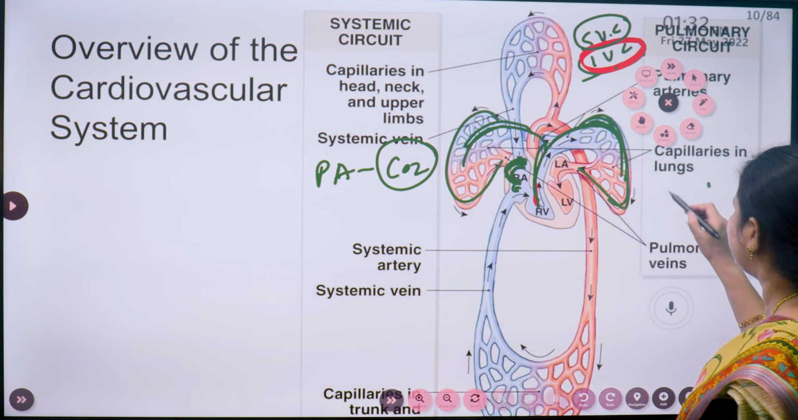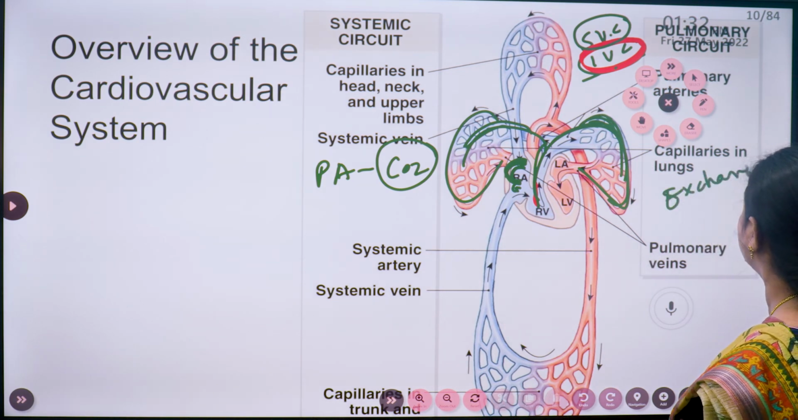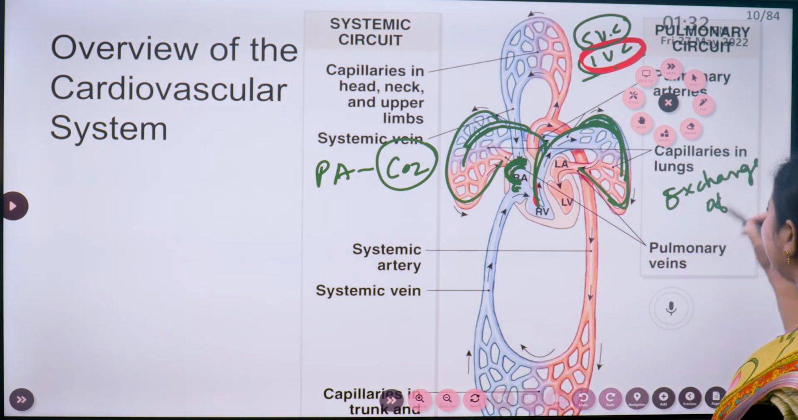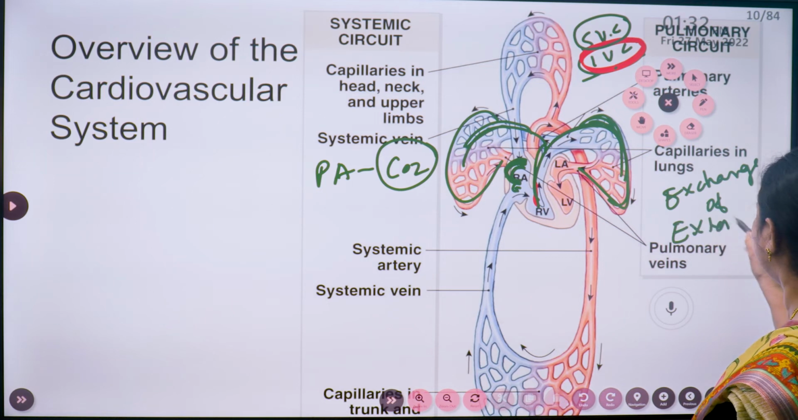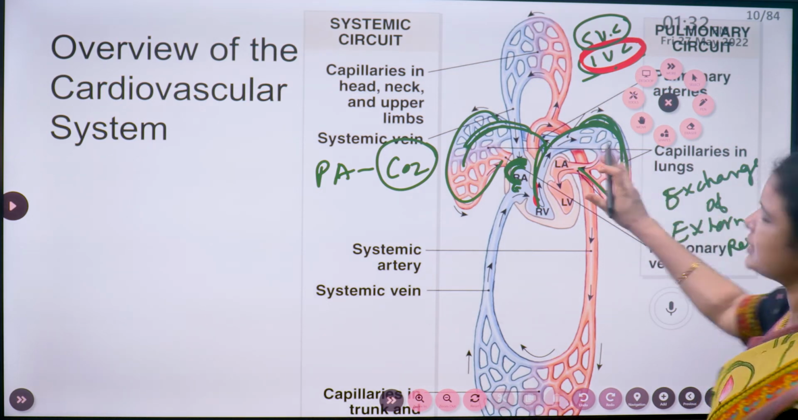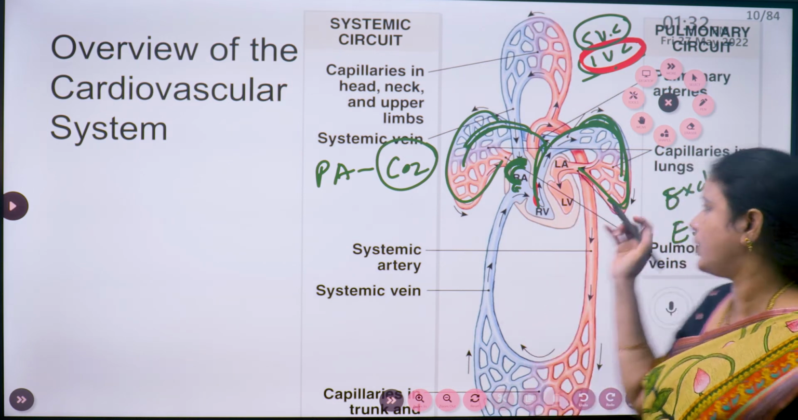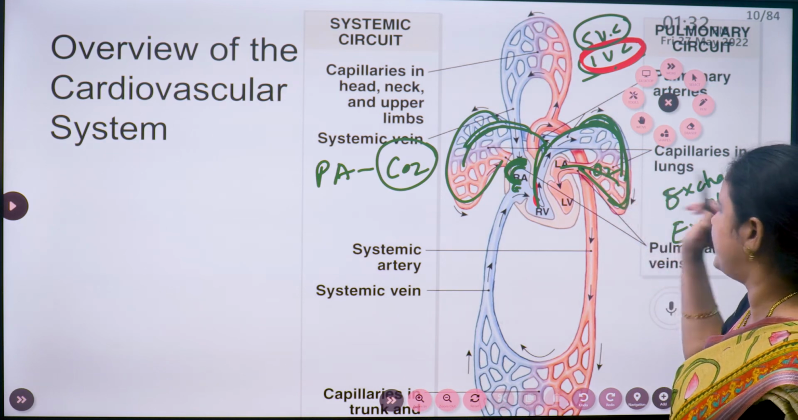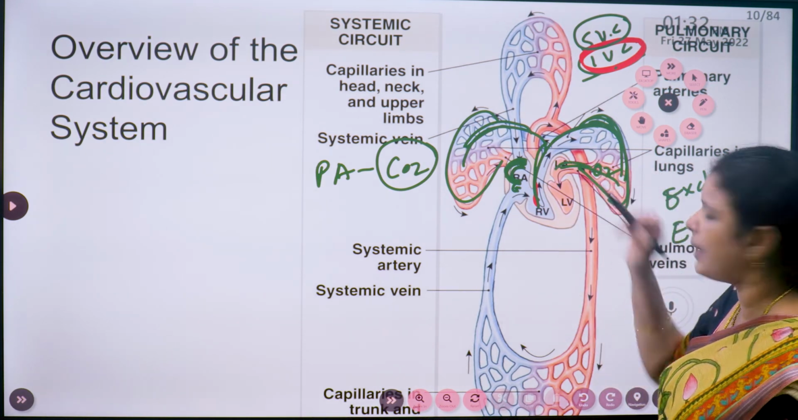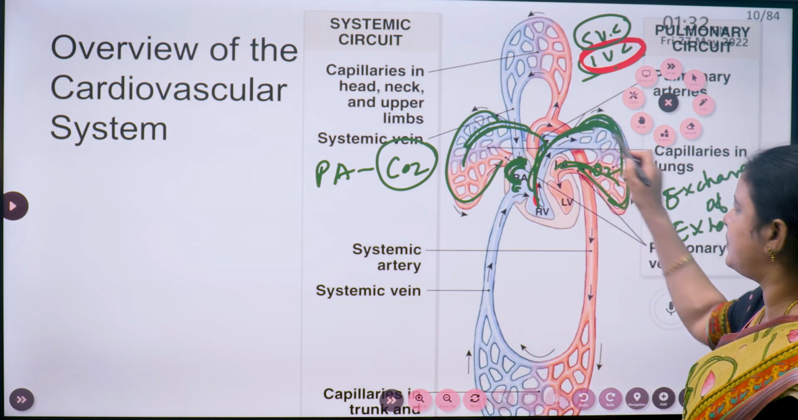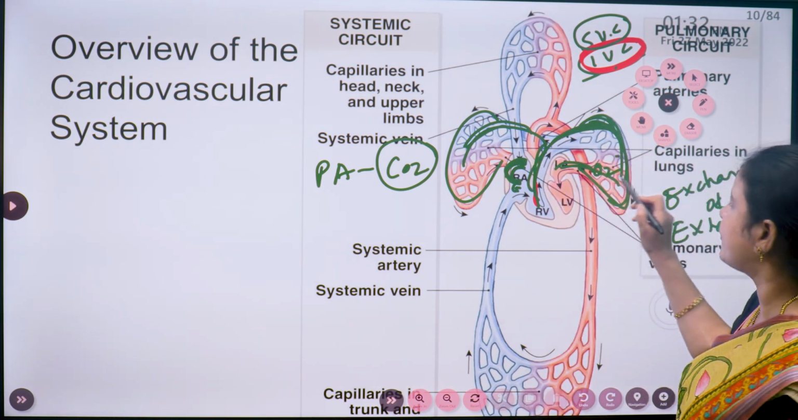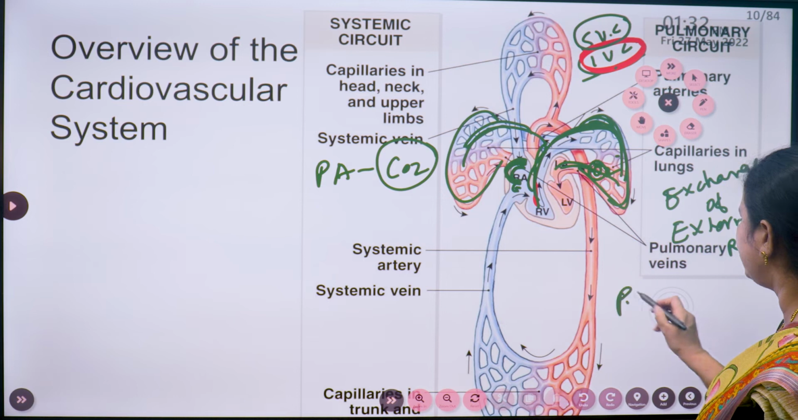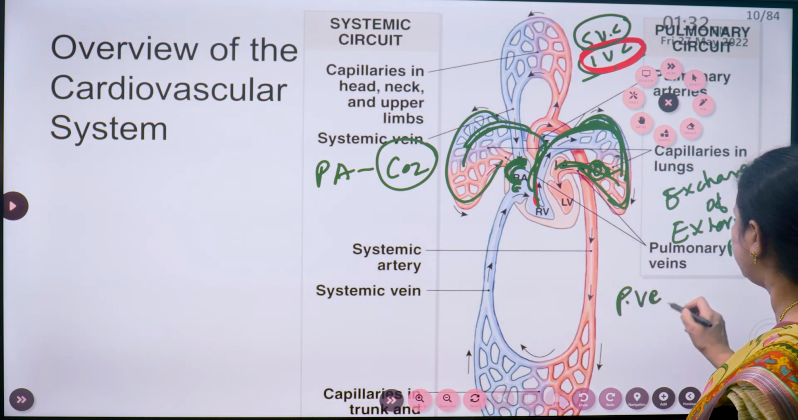Within the lungs, what happens? Exchange of gases takes place by the process of respiration, inspiration and expiration, and by external respiration. After the exchange of gases, oxygenated blood will come back to the heart. Deoxygenated blood is pumped into the lungs, and from the lungs, oxygenated blood comes back to the heart through the pulmonary veins.